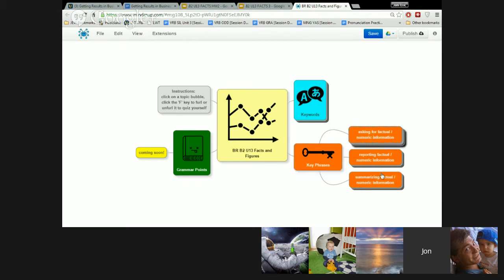Asking for factual and technical information. Okay, before we look at this, tell me, what key phrases do you remember for each of these? How do we ask for factual information? How do we report back, and how do we summarize? Let me hear from you first. What are some phrases you recall from the homework or from yesterday for asking about factual or numeric information?